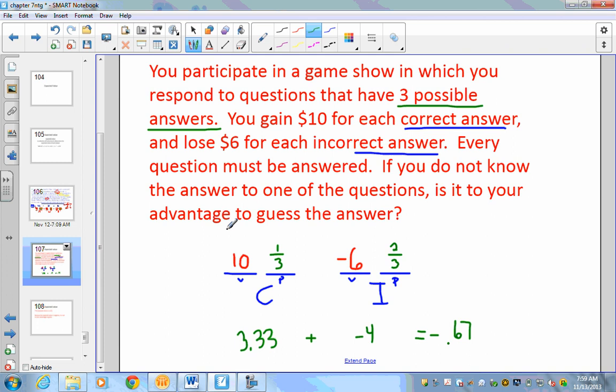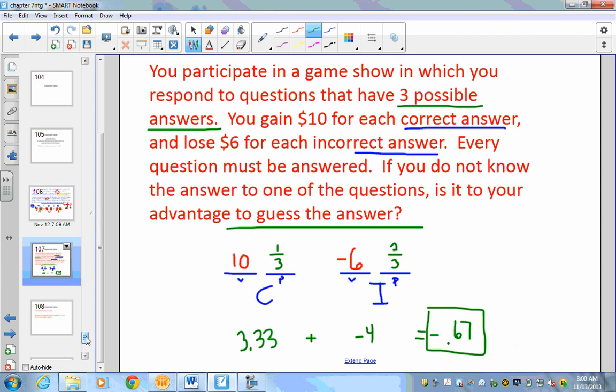Okay. Now the question is, if you do not know the answer to one of the questions, is it to your advantage to guess the answer? Well, because my expected value was negative, that means the game is already set up against you. So every question basically has an average of you losing money if you get it wrong. That means it is not to your advantage, so you need to make sure you answer the best way possible.